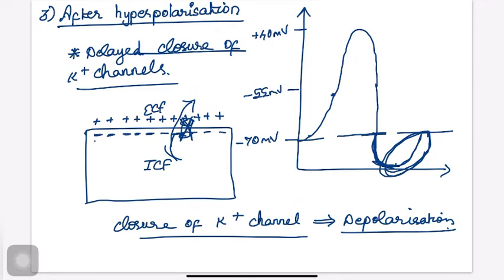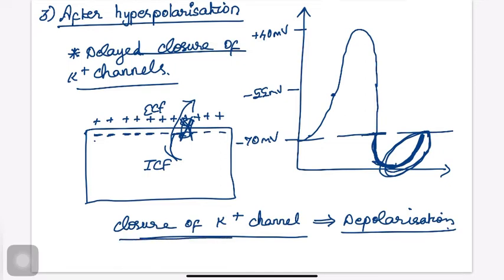So after hyperpolarization, there is a small depolarization-like graph, right? So this is called after hyperpolarization. Why is it going towards positive? Why is the potential reaching towards less negative?